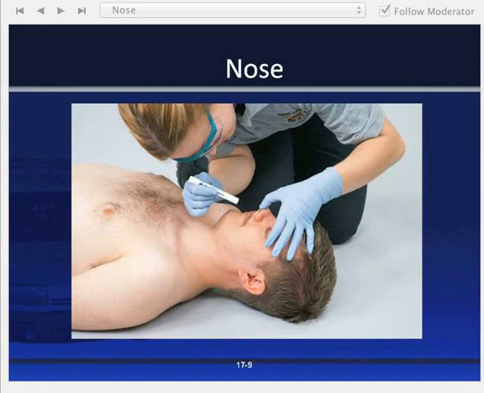When looking into the nose, look in for blood, fluid from the nose, and singed nasal hairs. Also look for nasal flaring, which is widening of the nostrils.